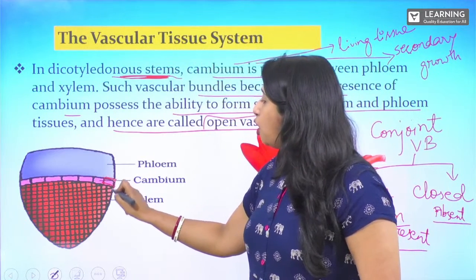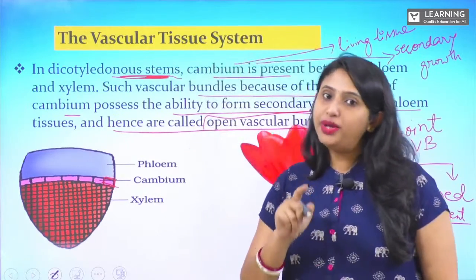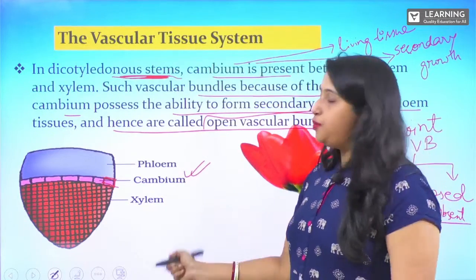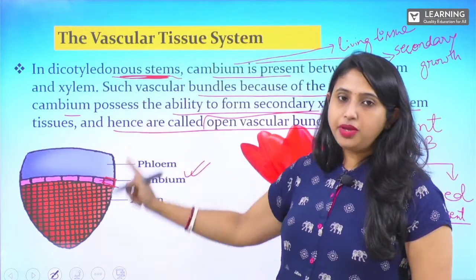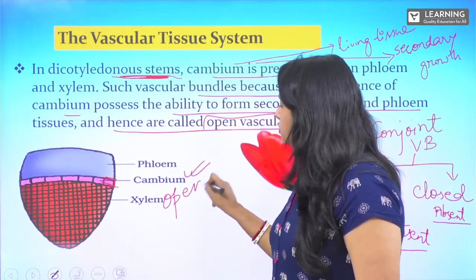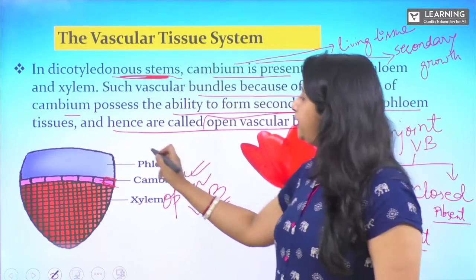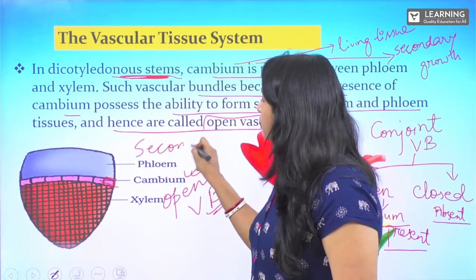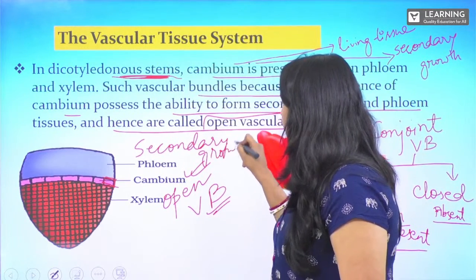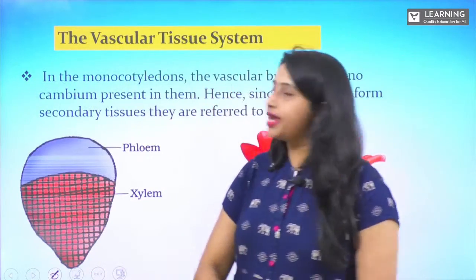So this type of vascular bundle where cambium is present, we call it an open vascular bundle. Here you can see cambium is present, right? So which type of vascular bundle is it? In dicot stem, you will always see the open vascular bundle. So here the vascular bundle is open, and it will lead to secondary growth in plants. Whereas the closed vascular bundle will not lead to secondary growth.